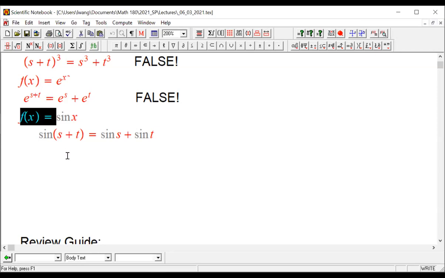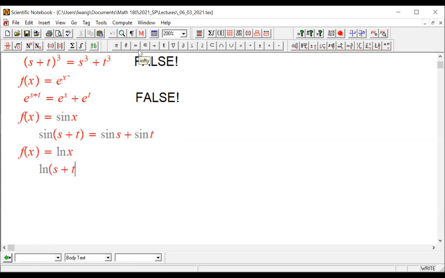And let me give you just one more. I picked some representative ones. Say ln x. What's the implication of that? If that were true, that means ln(s+t) is equal to ln s plus ln t. So this list can go on. Then you say, oh my God, that is a terrible mistake indeed.